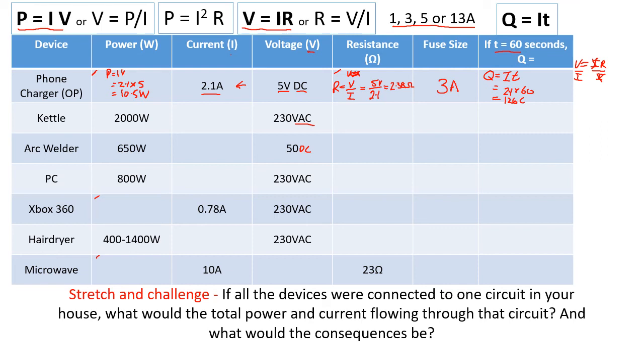I've left the microwave as a slightly tougher one. See how you get on with it. Stretch and challenge: if all the devices were connected to one circuit in your house, what would the total power and current flowing through that circuit be, and what would the consequences be? Well, we talked about these earlier in the slides. There's a little hint because they might turn up in the weekly quiz: MCBs. You'll need to know what that term means for the quiz. There you go, there's a subtle hint. But otherwise, once you finish that sheet off, you can move on to the quiz. Good luck. Let me know if there's any problems.